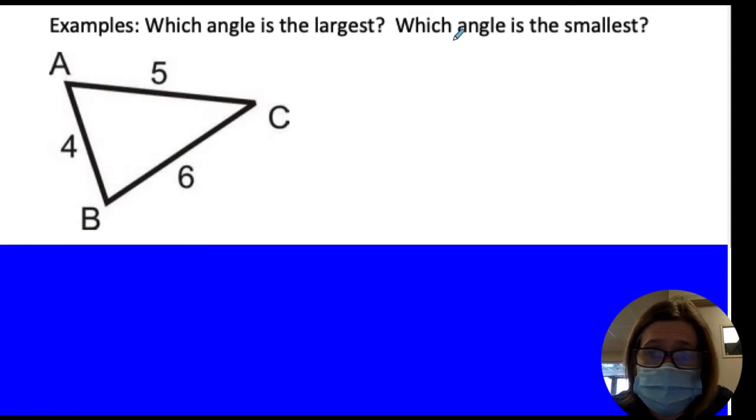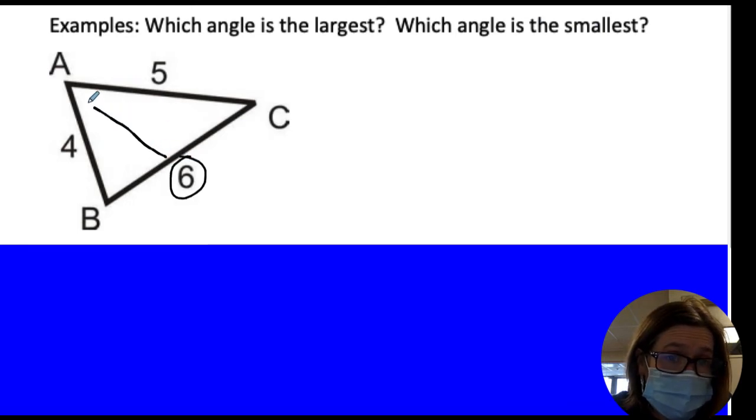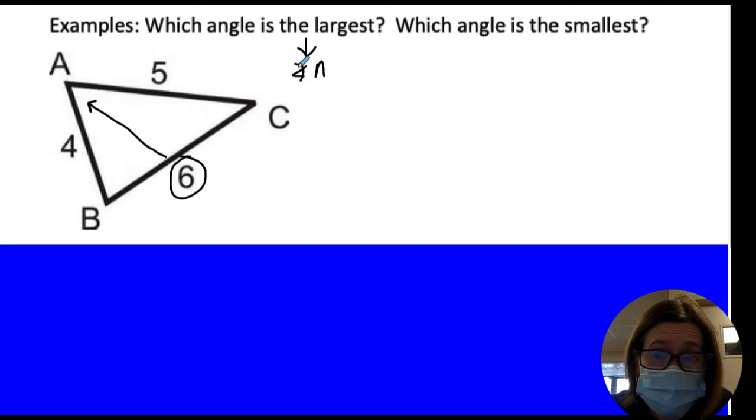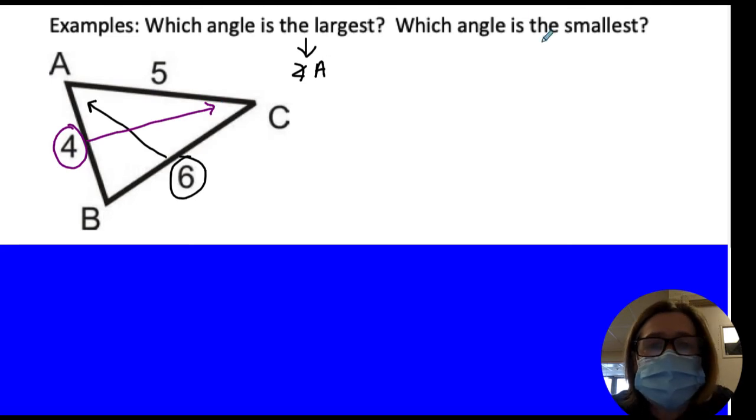Which angle is the largest? Which angle is the smallest? So I'm going to look for the longest side, which is 6. So across from 6, that angle is A. So the largest angle would be angle A. Now, I don't know what its angle measure is, but I know it's the largest. All right, what about the smallest? I look for the smallest side. The angle opposite that would be C. So angle C would be the smallest.